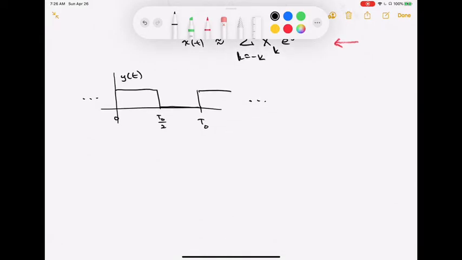Think about this for just a moment. If I just shifted over x to get y, so what is y? y is equal to x of t minus T naught by 4. It's just shifting that x over by T naught by 4. If I just shifted that over by a quarter, am I changing the frequency content of that signal?